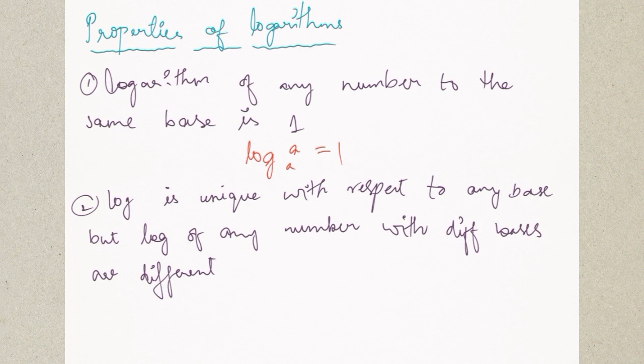Second property. The logarithm is unique with respect to any base, but the logarithm of a number with different bases is different. For example, log 16 to the base 2 is 4, and log 16 to the base 4 is how much? 2, right? So the logarithm of any number is unique with respect to the base. That is the point to be noted here.